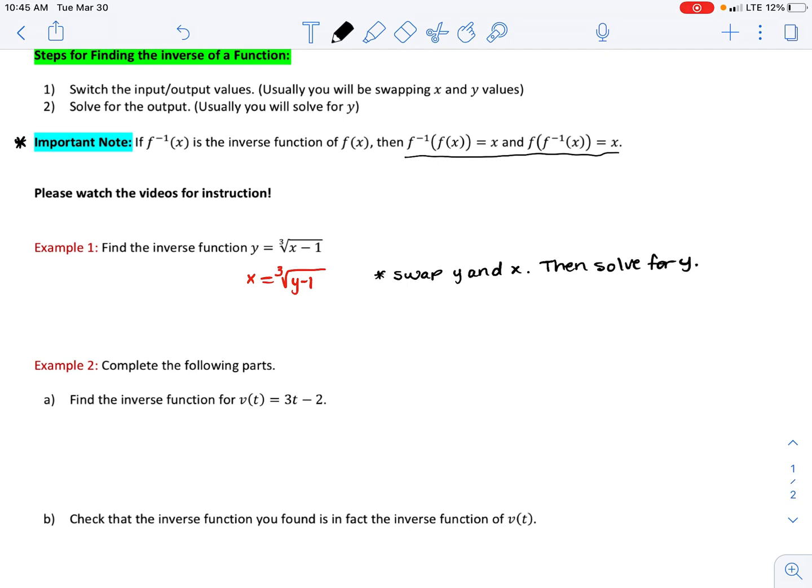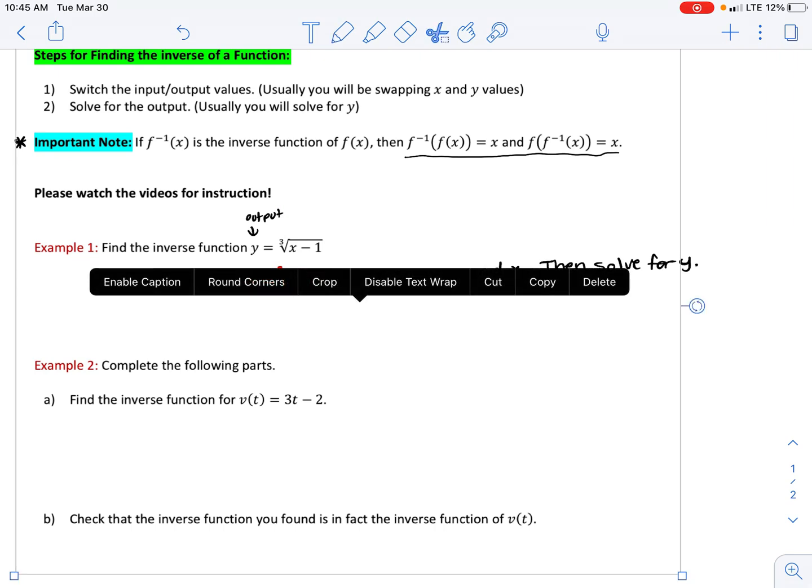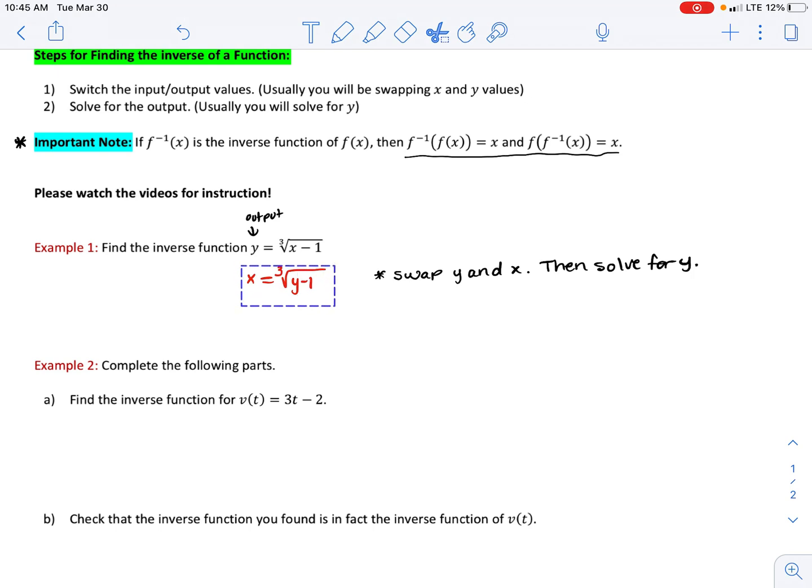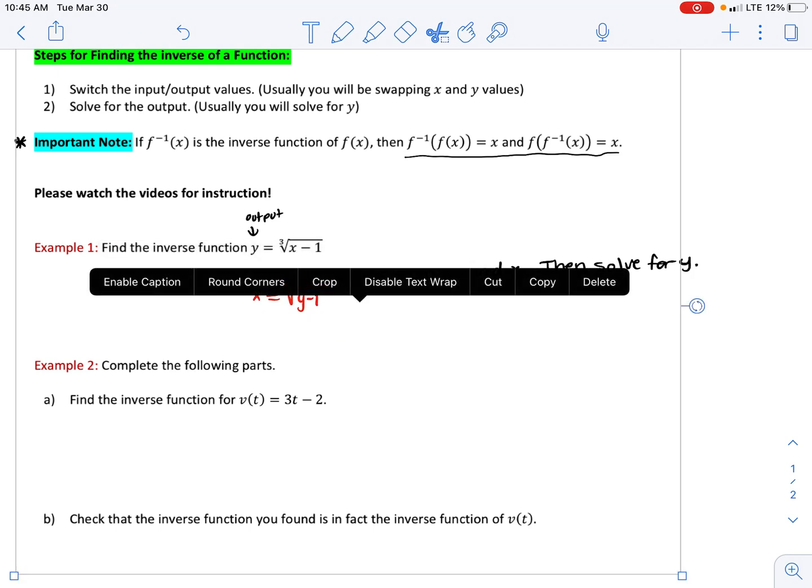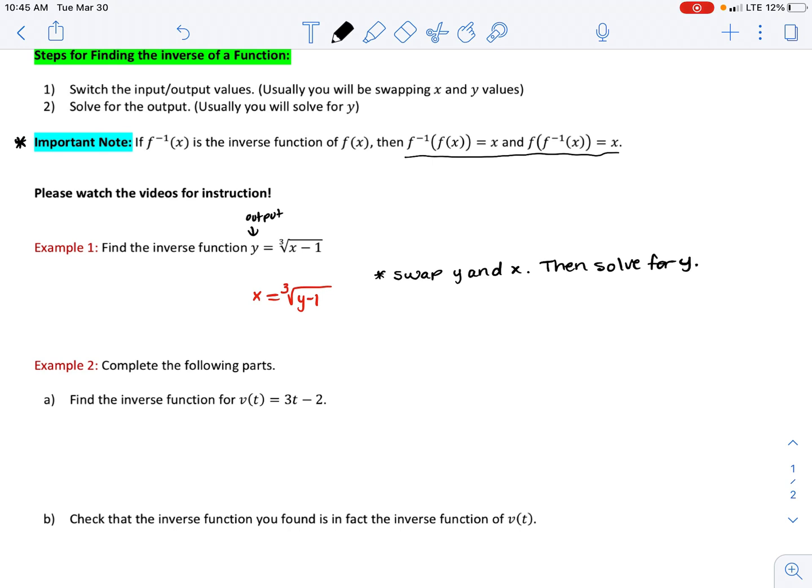Because what you notice here again is that my y is acting as my output, and my x here is acting as my input in this case. Right, because if I plug in something for x, that will give me an output value for y there.